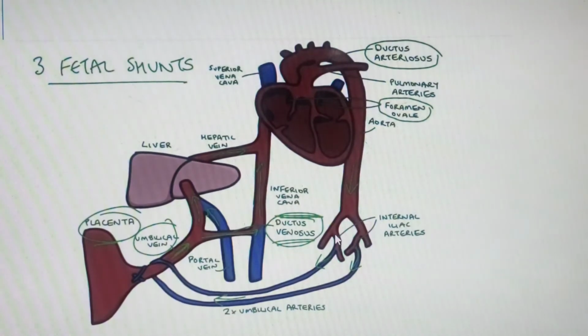Now I'm interested in the internal iliac branch. It's the internal iliac branch which is actually carrying this oxygen poor blood from the aorta to the left and right umbilical arteries. This time around arteries, because the aorta is the largest artery in the human body, so it branches into arteries. So these umbilical arteries are going to carry what we call oxygen poor blood.